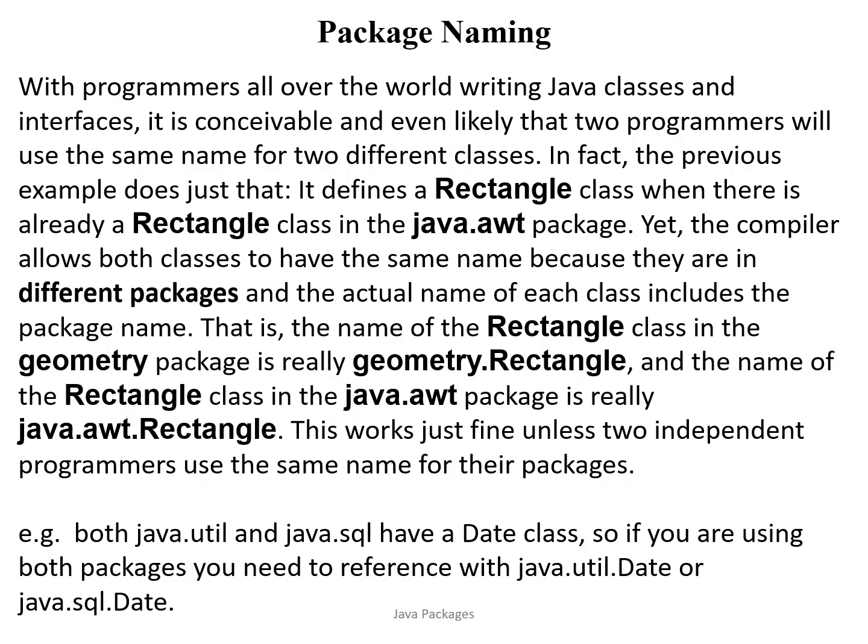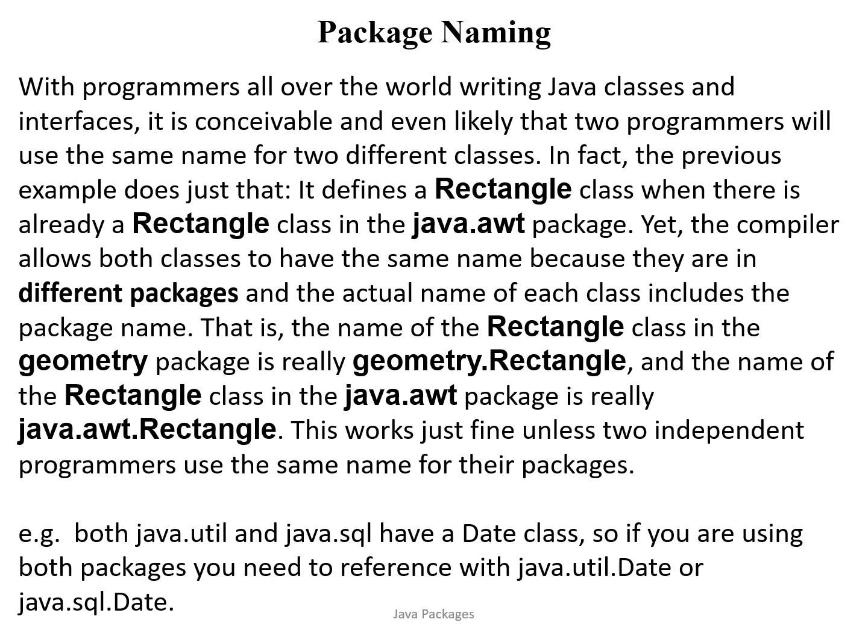Package naming. With programmers all over the world writing Java classes and interfaces, it is conceivable and even likely that two programmers will use the same name for two different classes. In fact, the previous example does just that. It defines a rectangle class when there is already a rectangle class in the java.awt package. Yet the compiler allows both classes to have the same name because they are in different packages, and the actual name of the class includes the package name.